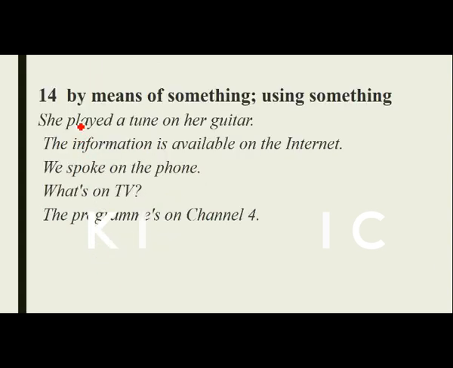Now usage number 14, by means of something, using something. She played a tune on her guitar. Now here, for an instrument, if you are using an instrument or any device, we will use the preposition on. The information is available on the internet. Here, the source. We spoke on the phone. The phone is a device. For a device we use the preposition on. What's on television? Now it is used for a program. The program is on channel 4. Here it means the program is; an apostrophe is added there.